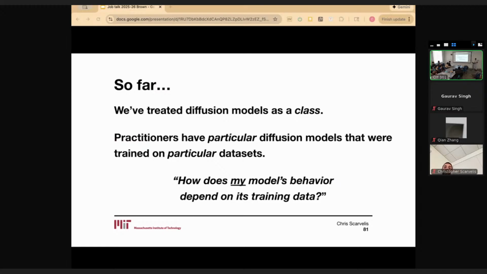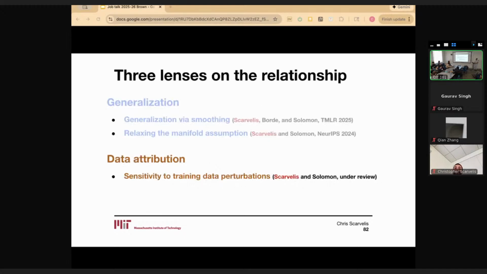All right, so far in this talk, we've been thinking about diffusion models as a generic class of models. In particular, we've seen how two inductive biases interact with the geometric structure of our data to enable diffusion models to generalize. However, if you're a practitioner, you're not typically thinking about diffusion models as a generic class. Instead, you have a particular diffusion model that's already been trained on some data, and you're interested in how your model depends on its training data. And to respond to this need, we developed a principled and tractable framework to estimate how a diffusion model's score function and the samples it generates respond to perturbations in its training data.